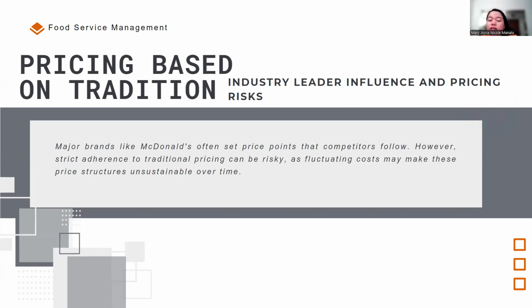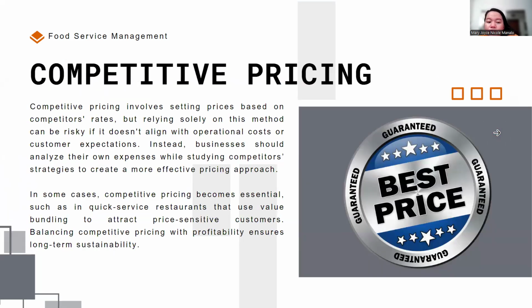Market leaders such as McDonald's can establish traditional price points that competitors follow. However, businesses that adhere strictly to traditional pricing without adjusting for cost fluctuations may face financial risk in the long run. Setting prices based on competitor rates is a common approach, but it carries a risk if not aligned with internal costs or customer expectations. Businesses should analyze their own costs while studying competitor pricing strategies to maintain an optimal balance.